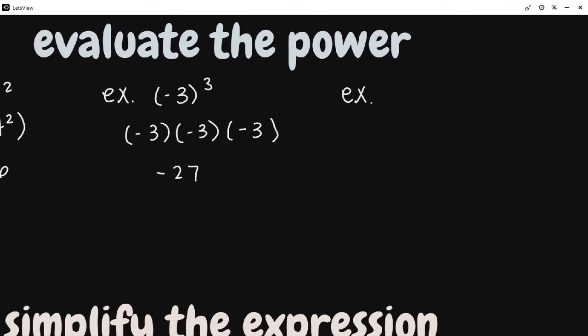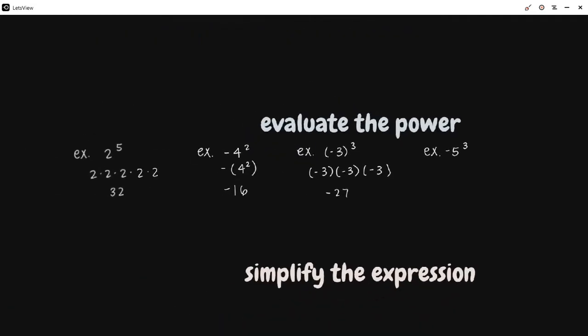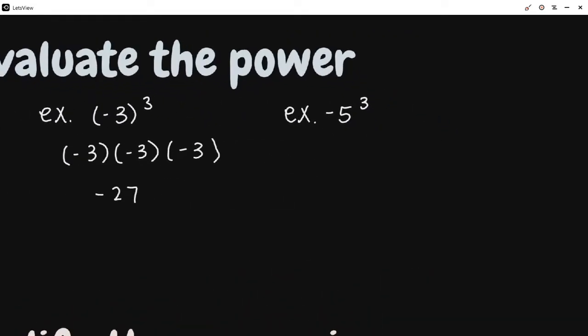Okay, let's do one more. If we have negative 5 to the 3rd power. Okay, so again, the negative will stay on the outside, and this will be 5 times 5 times 5, and that's 125, so the answer would be negative 125.